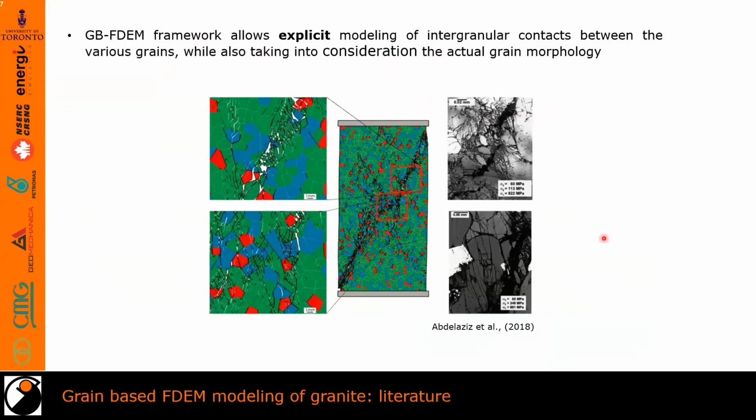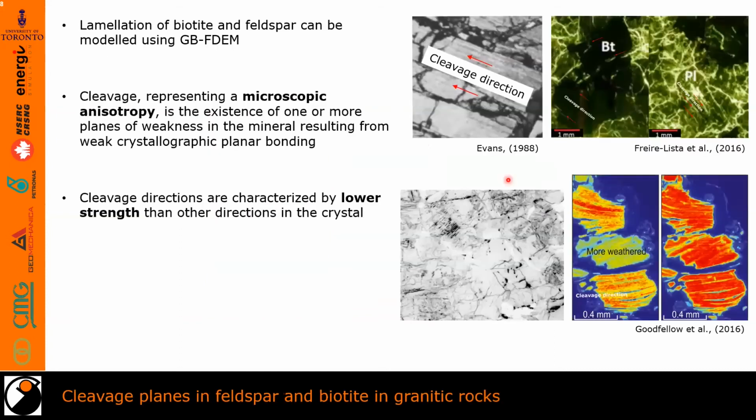In a recent work by my colleague Ali Abdelaziz, he showed that the grain-based modeling framework enables explicit modeling of intergranular boundaries between various grains while also taking into account the actual morphology of the grains. Here is his simulation that shows gouge formation and fragmentation along a fault in a confined granite sample. This sample is Stanstead granite, and this shows a consistency with what experimental observations have shown.